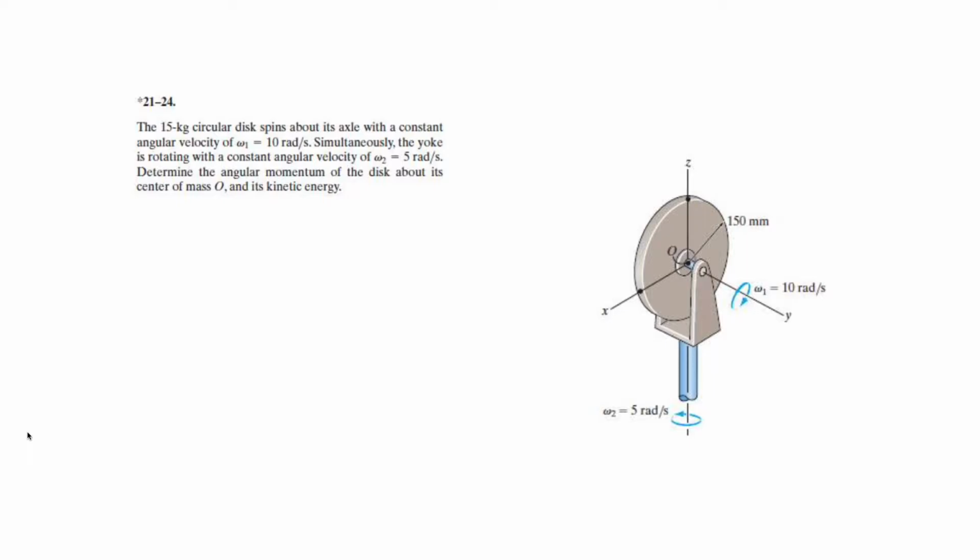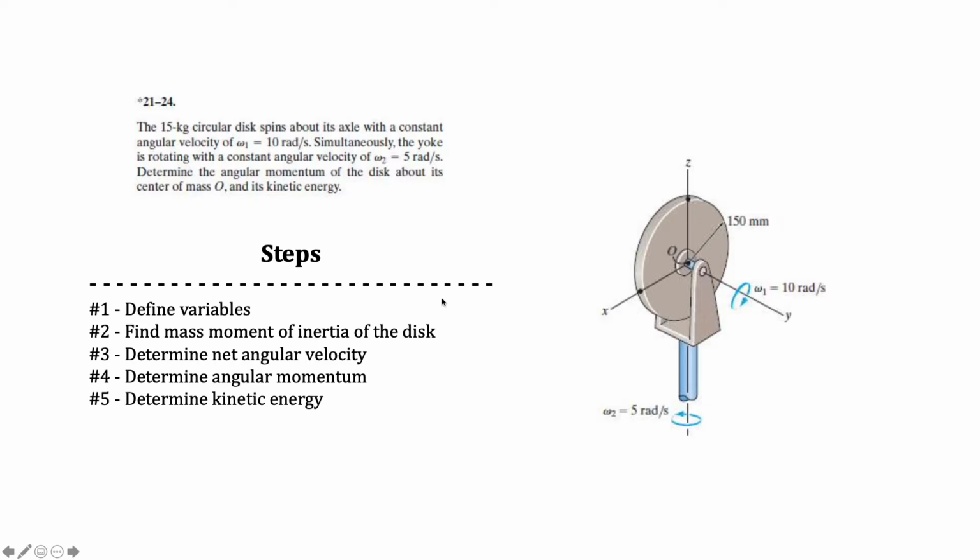kinetic energy. Here are the steps we'll be taking. We will first start by defining our initial known and unknown variables. We will then use these known variables to solve for the mass moment of inertia of the disk, then the angular velocity in each of the x, y, and z directions. Then we will solve for the total angular momentum and kinetic energy.